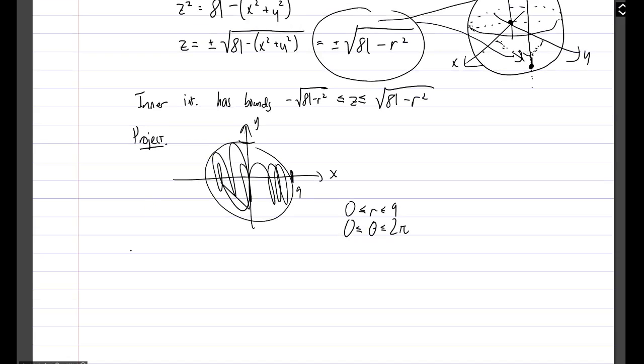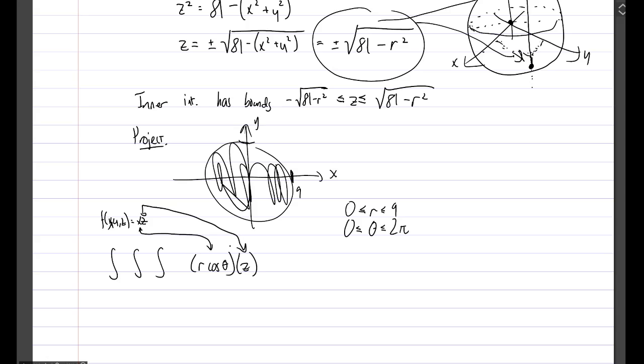To set up this integral, we should have integral signs. Let's leave a little space between them. The function we were supposed to integrate was x times z, right? Let me scroll to the top and make sure. Yes, x times z. We can rewrite that with x replaced by r cosine theta. Z is just still going to be z, no need to change it because it is a cylindrical coordinate. And then the dV becomes r dz dr d theta.